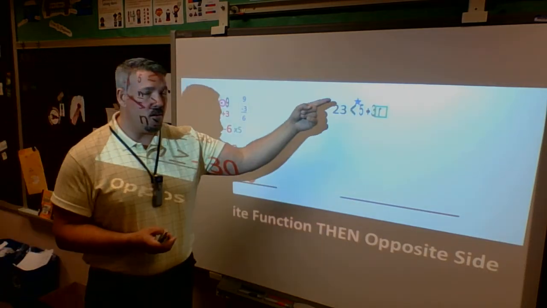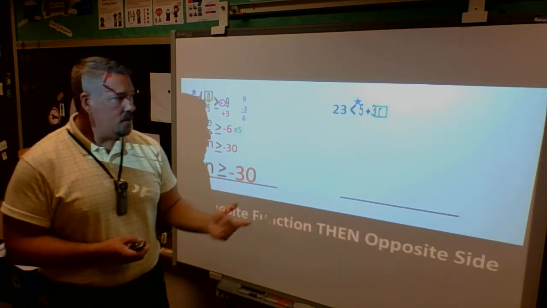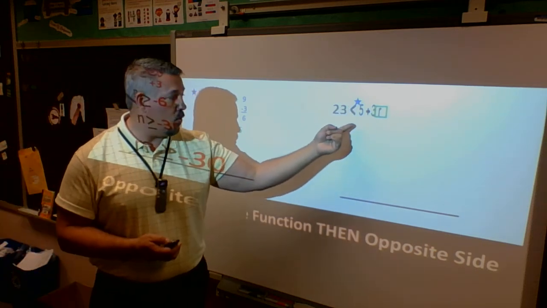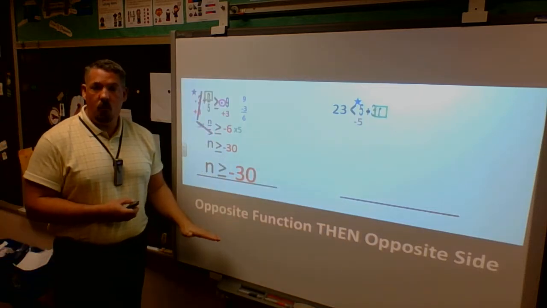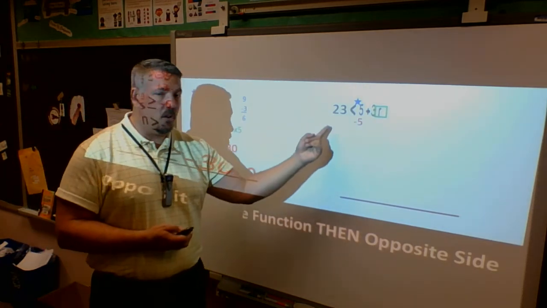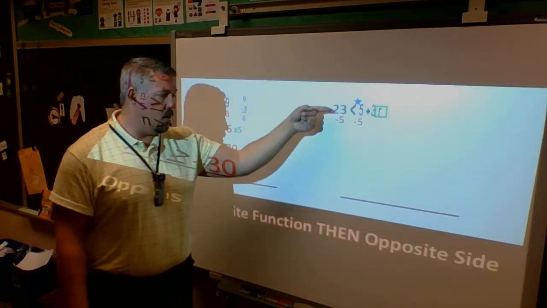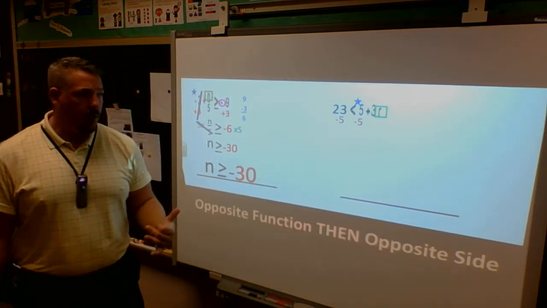And there is a positive 5. Well, if I have a positive 5, how do I get rid of it? I'm going to use a negative 5. So that's the same thing as saying I'm adding 5, so I'm going to subtract 5, my opposite function. Then now I do it on the opposite side. This time it's going to be going over to the left. Still going to be subtraction. Once I subtract them, what do I get?